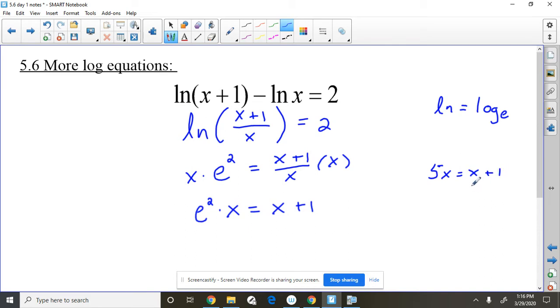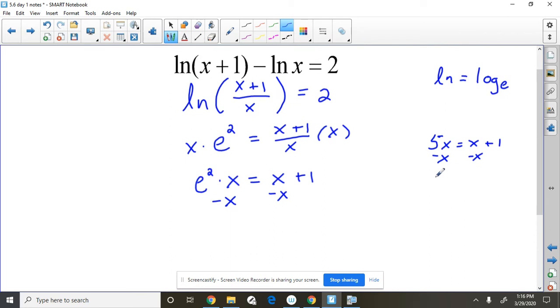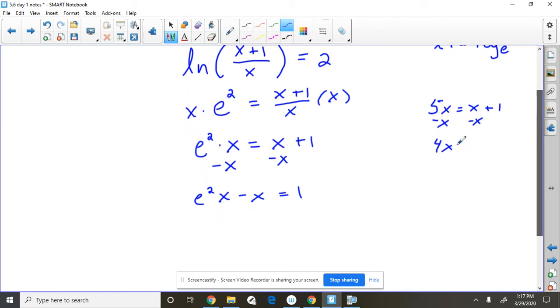When I have an equation like this, I would want to get all the x's to the same side. So I'm going to do the same thing here. When I have 5x minus x, I can combine that to 4x. In this case, I can't combine the coefficients because I have e squared as one of them. So this is going to be e squared times x minus x. I want to solve for x.